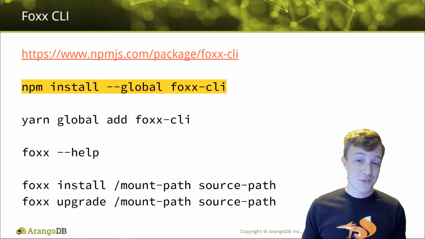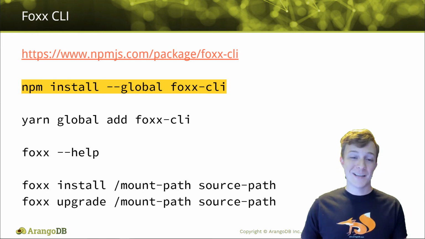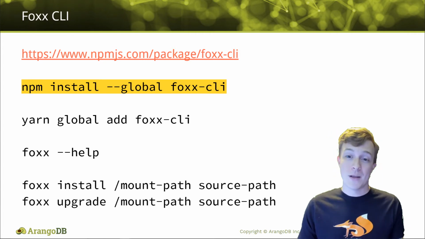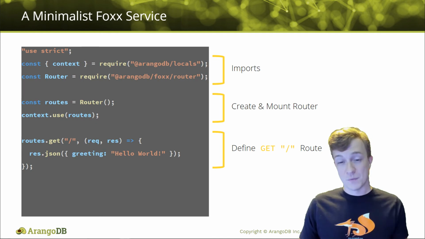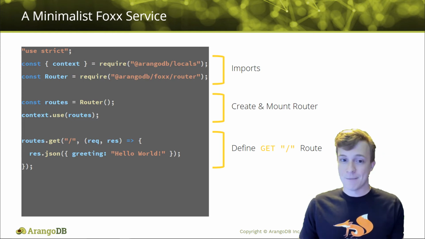To get started with our example, I've already installed the service by running npm install as highlighted here. We will quickly take a look at how to install and upgrade a Hello World route. This is our Hello World service that simply imports the necessary packages, creates a router, and a single route that simply returns a Hello World greeting.